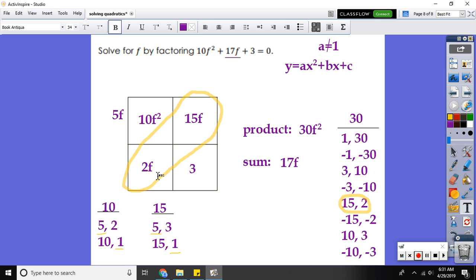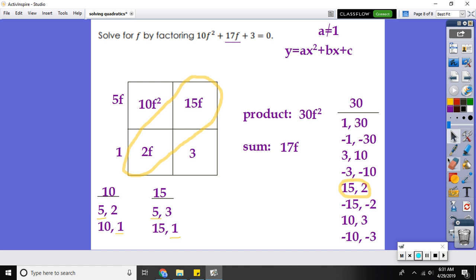I continue using that strategy, so along the bottom, 2F and 3, they don't both have an F, so F is not a greatest common factor. 2 and 3: 2 can be factored with 2 and 1, 3 can be factored with 3 and 1, so their GCF is a 1. It's the biggest number they both can be factored with.